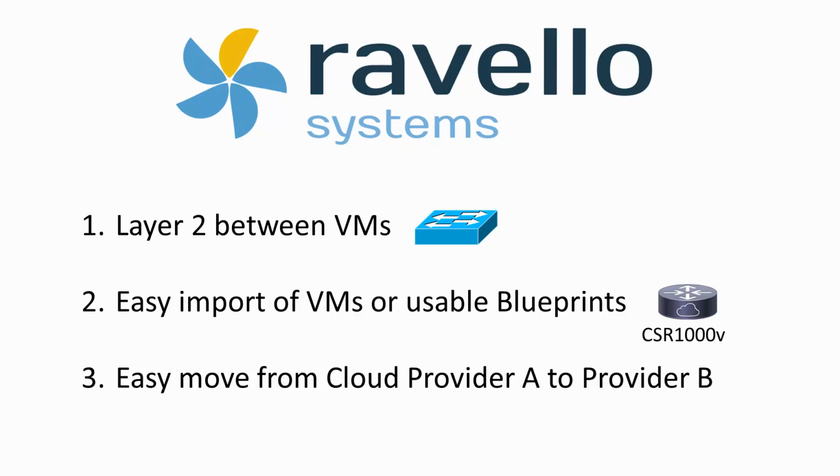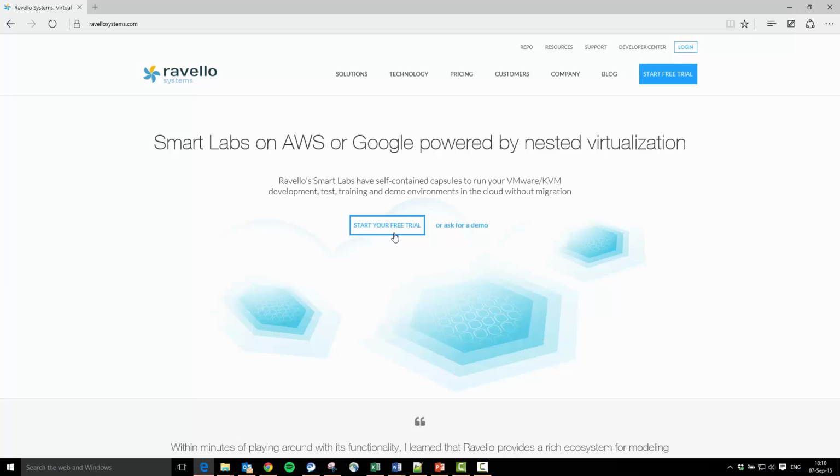Another great value of Ravello is that they make it very easy to create virtual machines, either by importing your own VMs or by using the VMs they offer in their Blueprint library. We have very recently added the free version of the Cisco CSR 1000V to that library. Also, it is very easy to move your entire virtual data center from one cloud provider to another, like from Google to AWS. In the next few minutes I'm going to show you a quick demo on how to set up a Cisco CSR 1000V on a Ravello trial account.